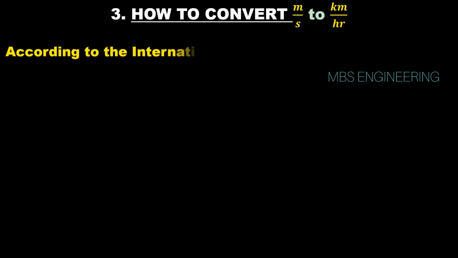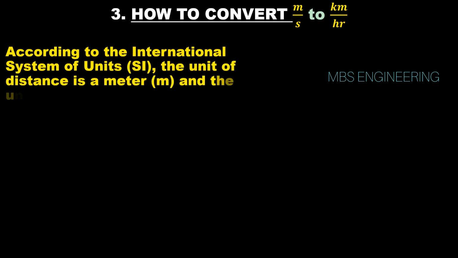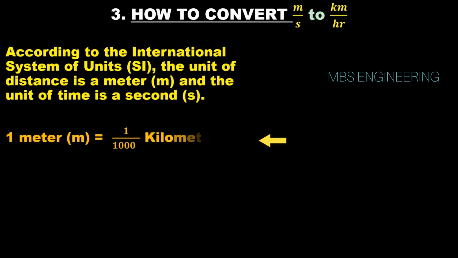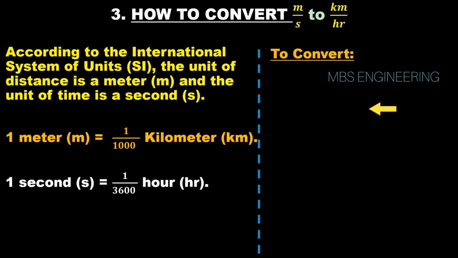According to the International System of Units, SI, the unit of distance is a meter, m, and the unit of time is a second, s. Here, 1 meter is equal to 1 divided by 1000 kilometer. 1 second is equal to 1 divided by 3600 hours. Next, we learn how to convert 1 meter per second to kilometer per hour. 1 meter is equal to 1 divided by 1000 kilometer. 1 second is equal to 1 divided by 3600 hours.